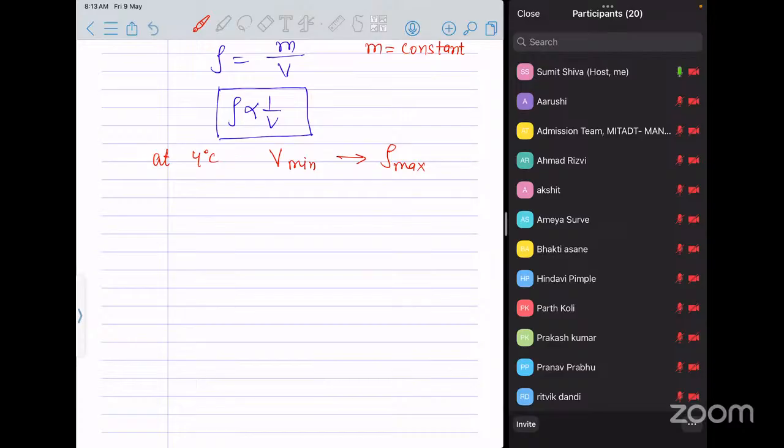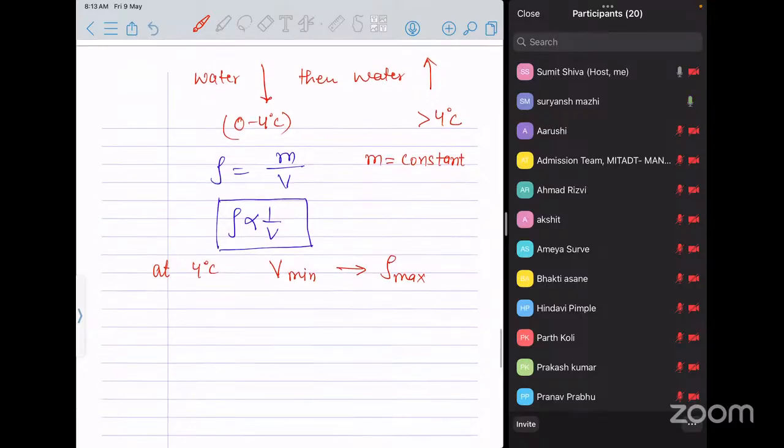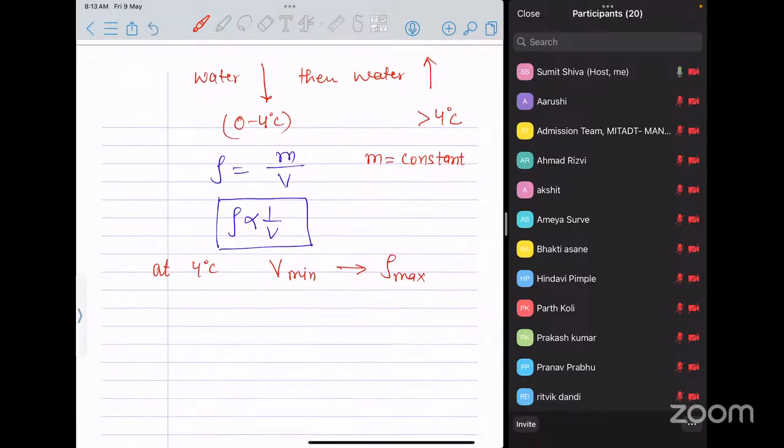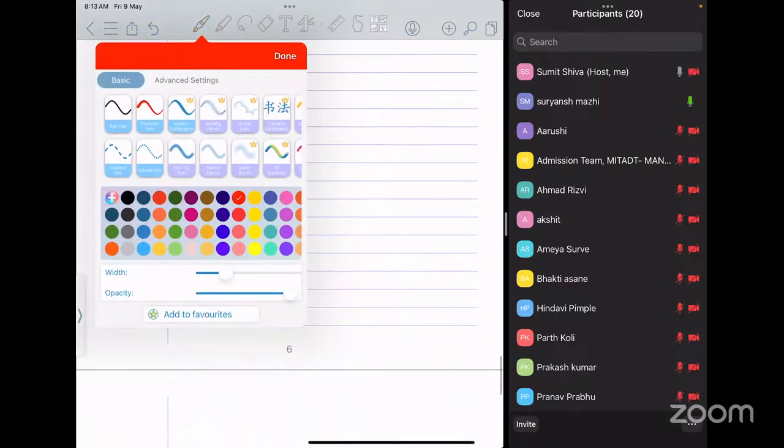Understood or any doubt? Sir, can you elaborate with example? With example means? Means so I can get an idea how its expansion is going on.